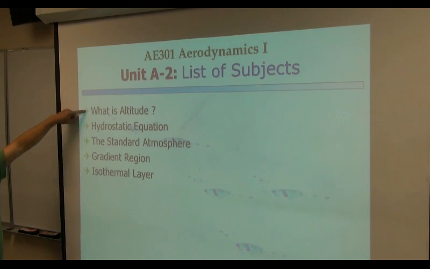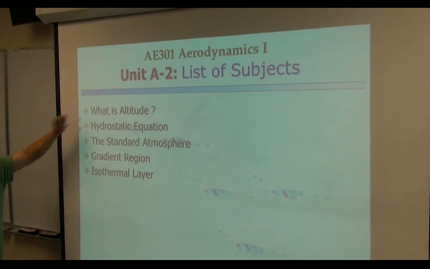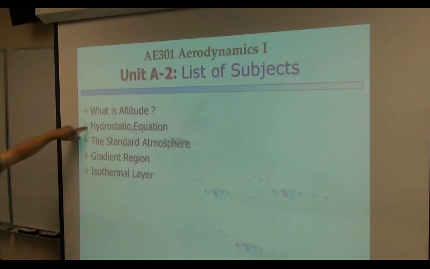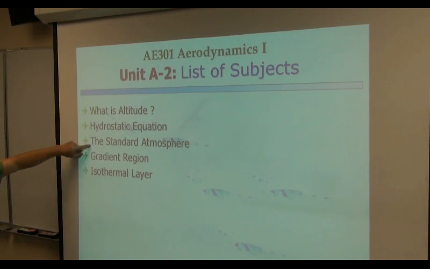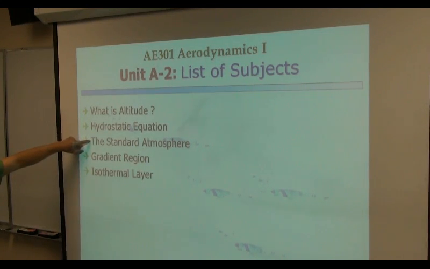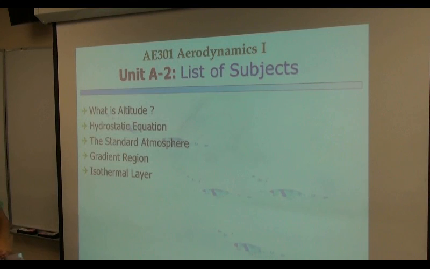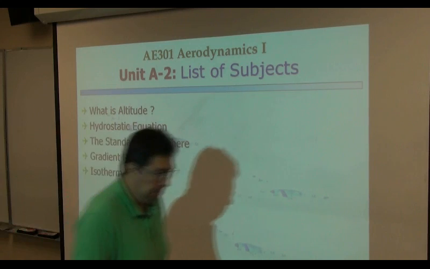Okay, so these are the subjects we're going to cover in Unit A2. Number one, I'm going to define what is altitude. We have different kinds of altitude, so let's make sure, if you're talking about altitude, what altitude you're talking about. Then of course we are going to start from the hydrostatic equation, and then we're going to model standard atmosphere based on two different kinds of regions. One is the gradient region, the other one is the isothermal layer. So the baseline is very, very similar to what we did in fluid mechanics, but pay attention to the difference that we are going to introduce here. Okay, so let's take a look at page 1.